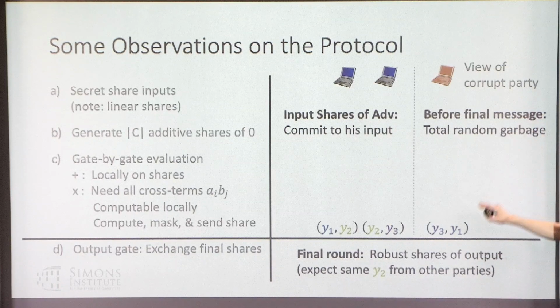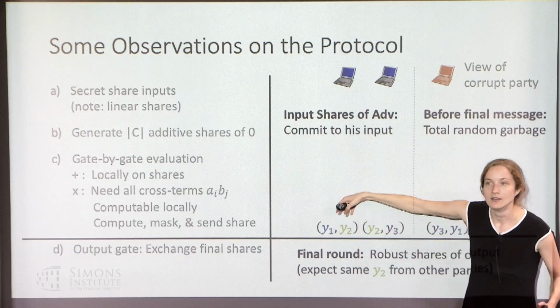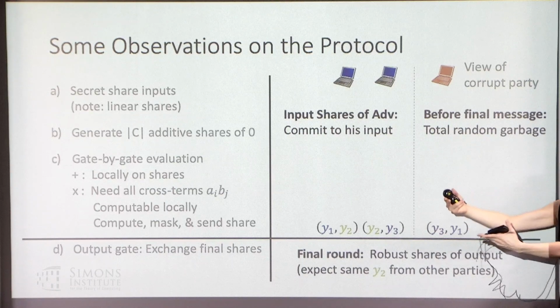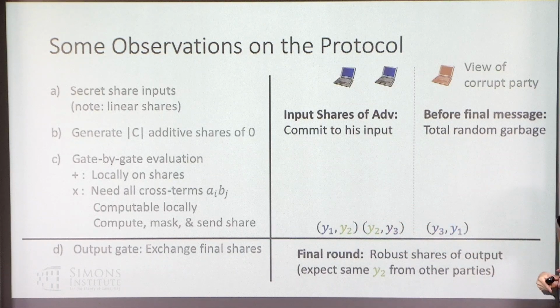Okay, so this actually makes more sense if I'm looking in the other direction. Some honest guy gets shares from the other 2 people, and there's one share that he doesn't know. This is really what's giving him the information of the final output. And the point is that he's expecting exactly the same value from the 2 parties. This is important because if, for example, the adversary decided to change his share to some garbage, this would be identifiable. Okay, so here are robust shares of the output in the final round.